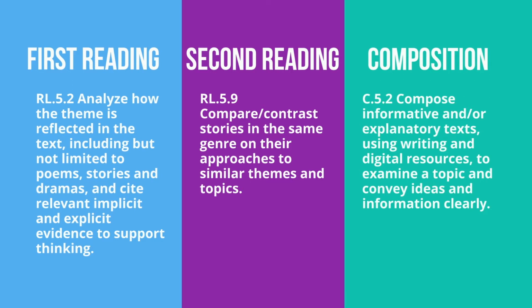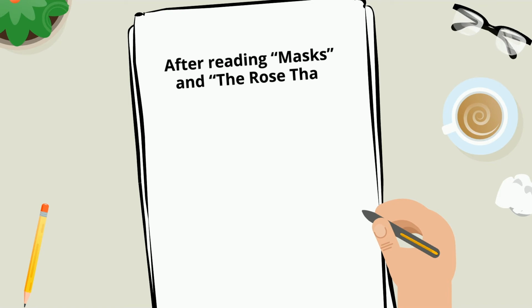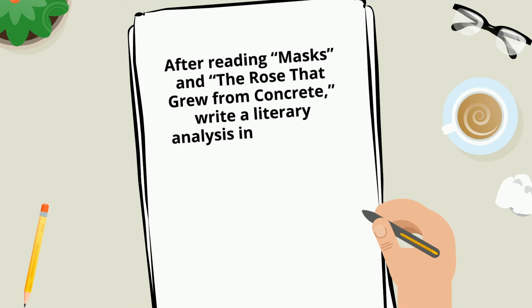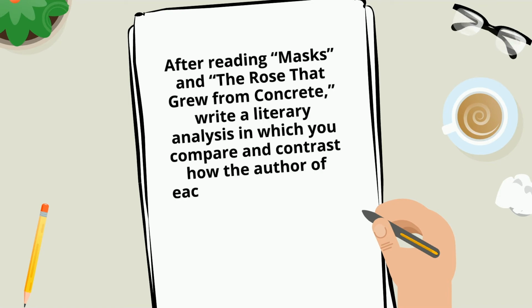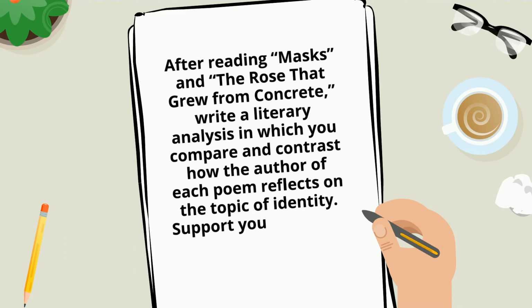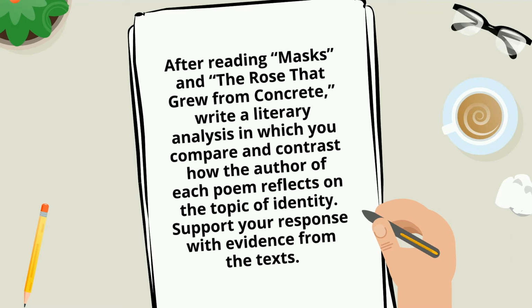Using the new focus cluster, RL 5.2 plus RL 5.9 plus C.5.2, we can write the following task. After reading Masks and The Rose That Grew from Concrete, write a literary analysis in which you compare and contrast how the author of each poem reflects on the topic of identity. Support your response with evidence from the text.